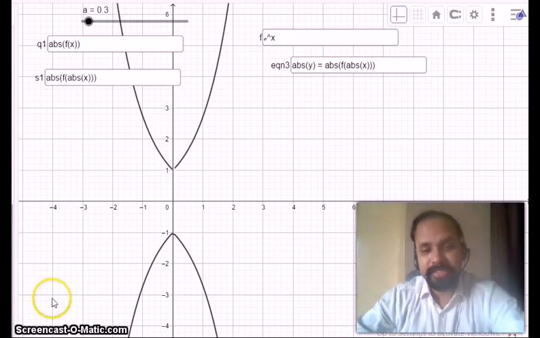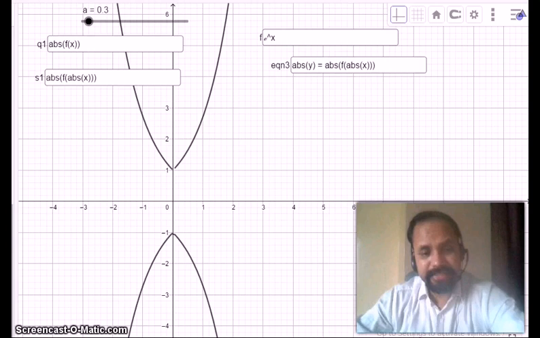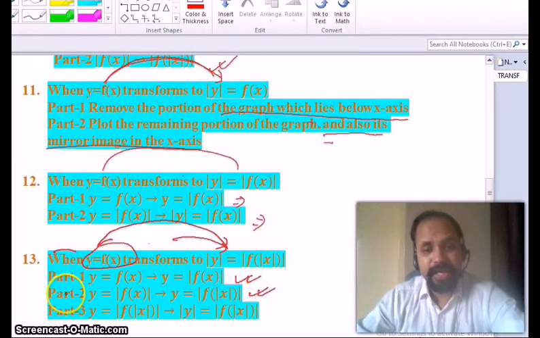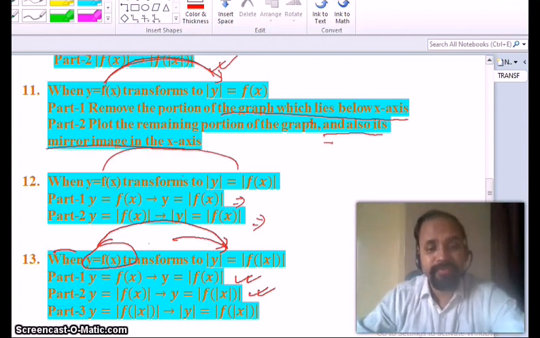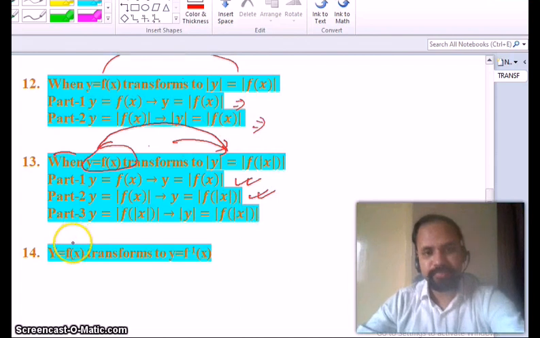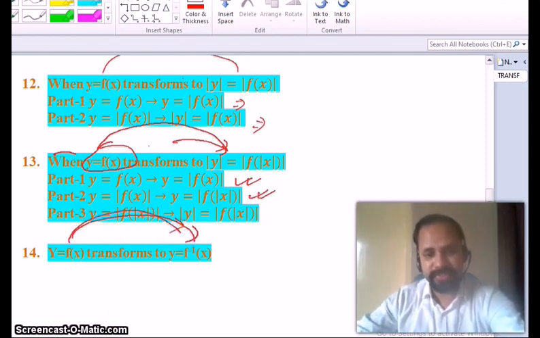Simple. These are the simple tricks, and there is one more trick that I want to discuss in this one. How to draw the graph of the inverse of any function. A small trick to draw the graph of the inverse of any function. How can we draw the graph of the inverse of any function? There is a very simple trick.